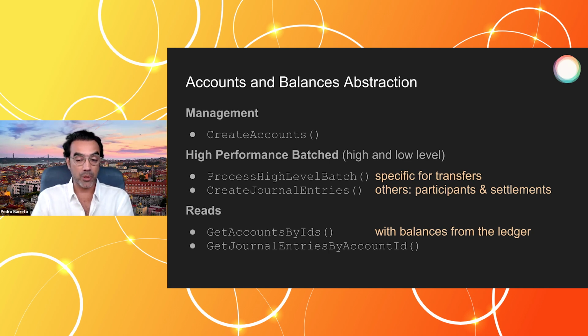And again, this is important. The balances come only from the ledger, never from the COA. COA has no idea about balances. And we have another one, which is get me a list of the journal entries for that account so I can see which journal entries affected that account.